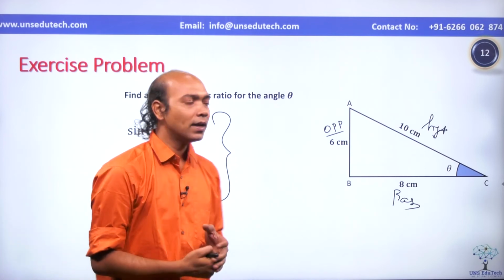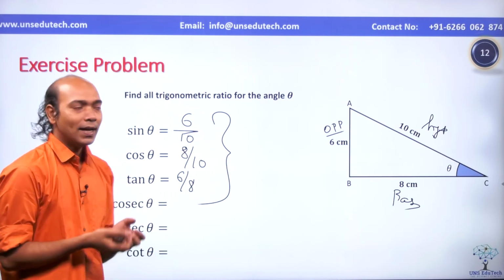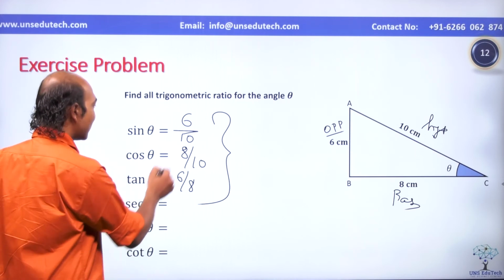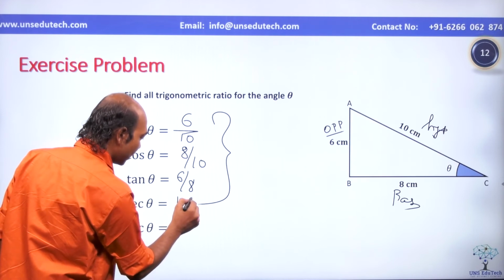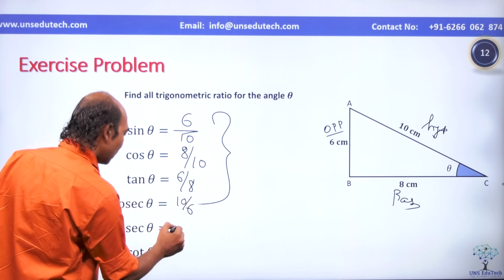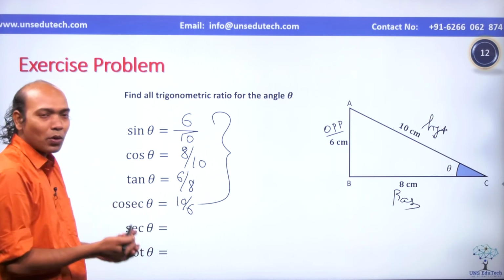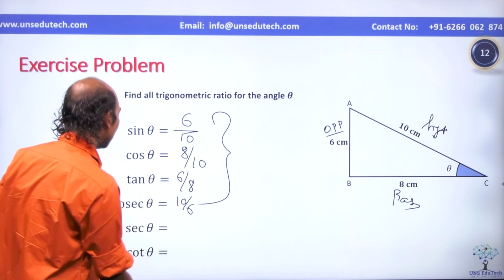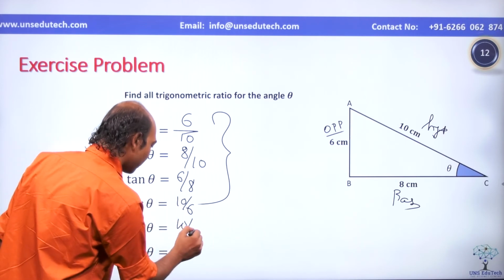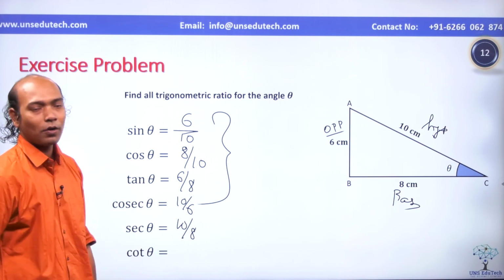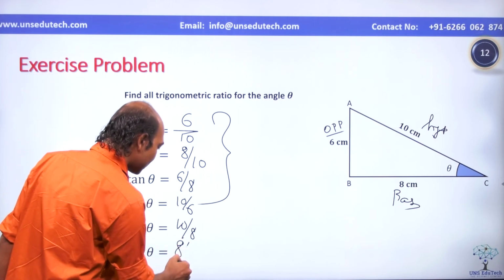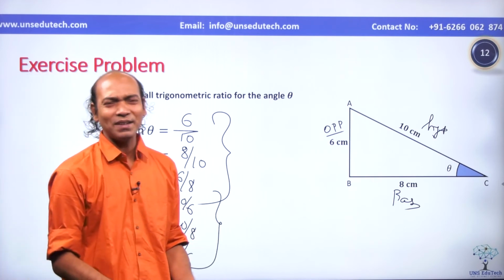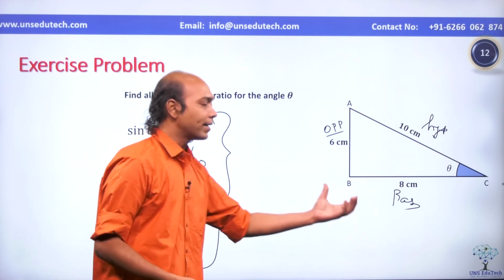Now, what do we have to find? The remaining 3. What are the remaining 3? They are just the reciprocals of the first 3. So, cosec is 1 by sine, therefore it is 10 by 6. Sec is the reciprocal of cos theta, so it is 10 by 8. Cot is the reciprocal of tan, and hence it's 8 by 6. So, this is the second set of trigonometric ratios, not that important in terms of how we calculate.